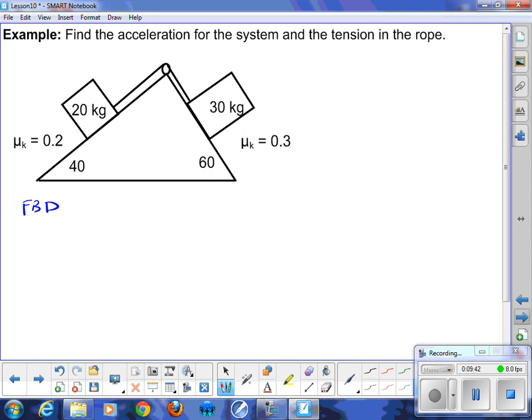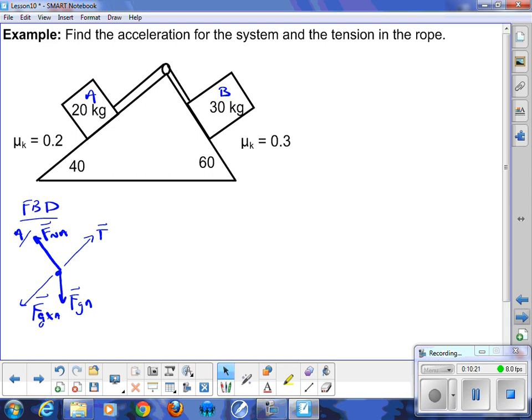So FBD. I'm going to call this one object A and the 30 kilogram object B, just to keep life simple here. Now this 20 kilogram mass, once you put it on a slope, things get a little bit more exciting because I now have a tension force. I have an FGX, and that is for object A. The subscripts, you don't have to really do it that way, but I just prefer doing it myself. F of G for A, my normal force of A, so FNA. And there is friction, and you know there's friction because mu K are given for the different surfaces.